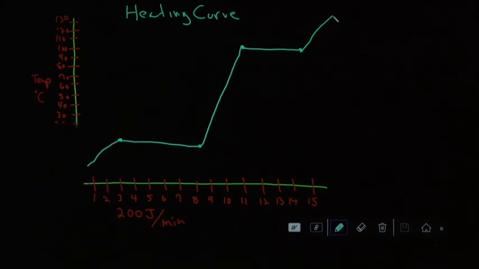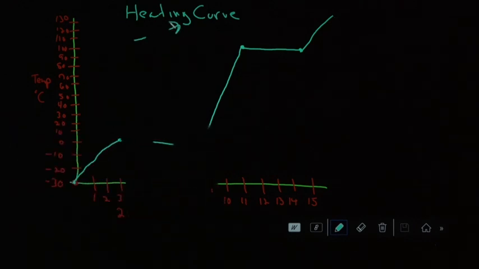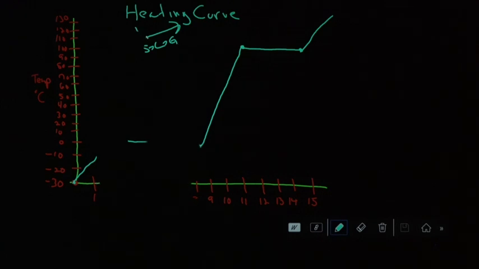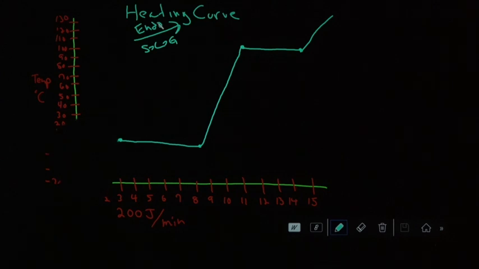What's going on is this. We are putting heat into the liquid, which is water. So it's going to go from solid to liquid to gas. Now, since we are heating it up, it's going to be endothermic. So heating curves are endothermic reactions going from solid to liquid to gas. So we're going to put endo up here, E-N-D-O.